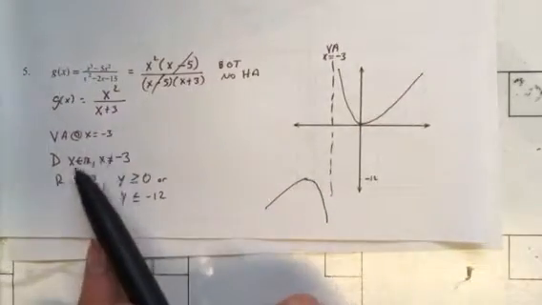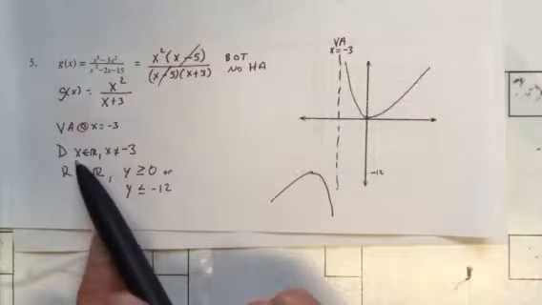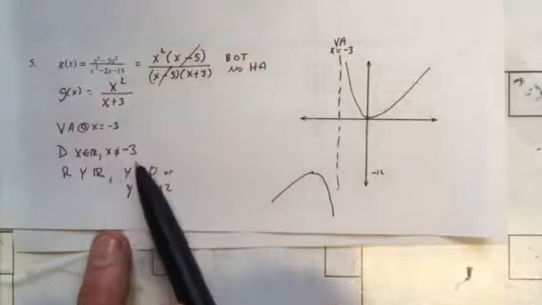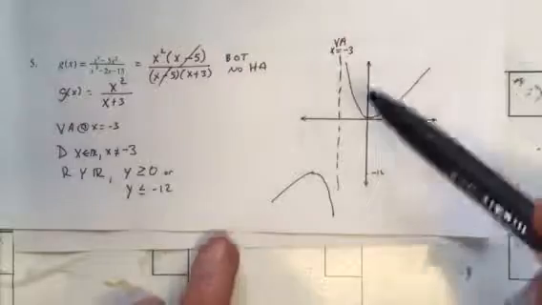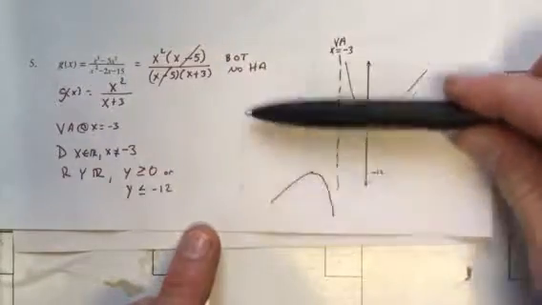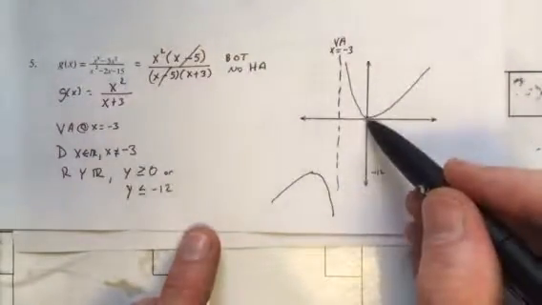Consider then the domain is all real numbers except for -3. The range then is what numbers come out. Well, there's this gap here. You can see that it's at 0, 0.